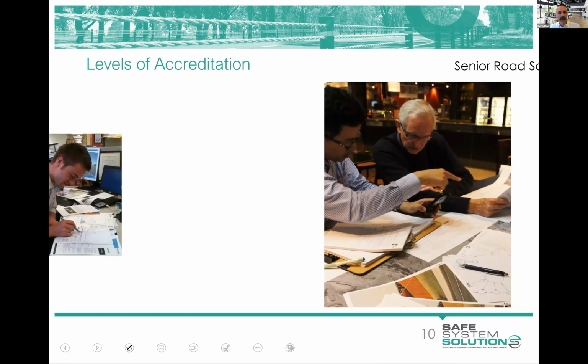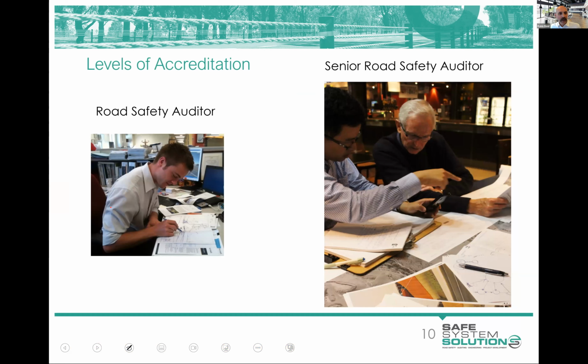It's going to be easier this way. Here we go. So there are these 2 levels of accreditation. We have road safety auditor and we have senior road safety auditor. Nothing to do with age. I could swap these 2 around. It's about time doing audit, number of audits, really. But you will start off as a road safety auditor unless you actually have experience doing audits and those sorts of things.